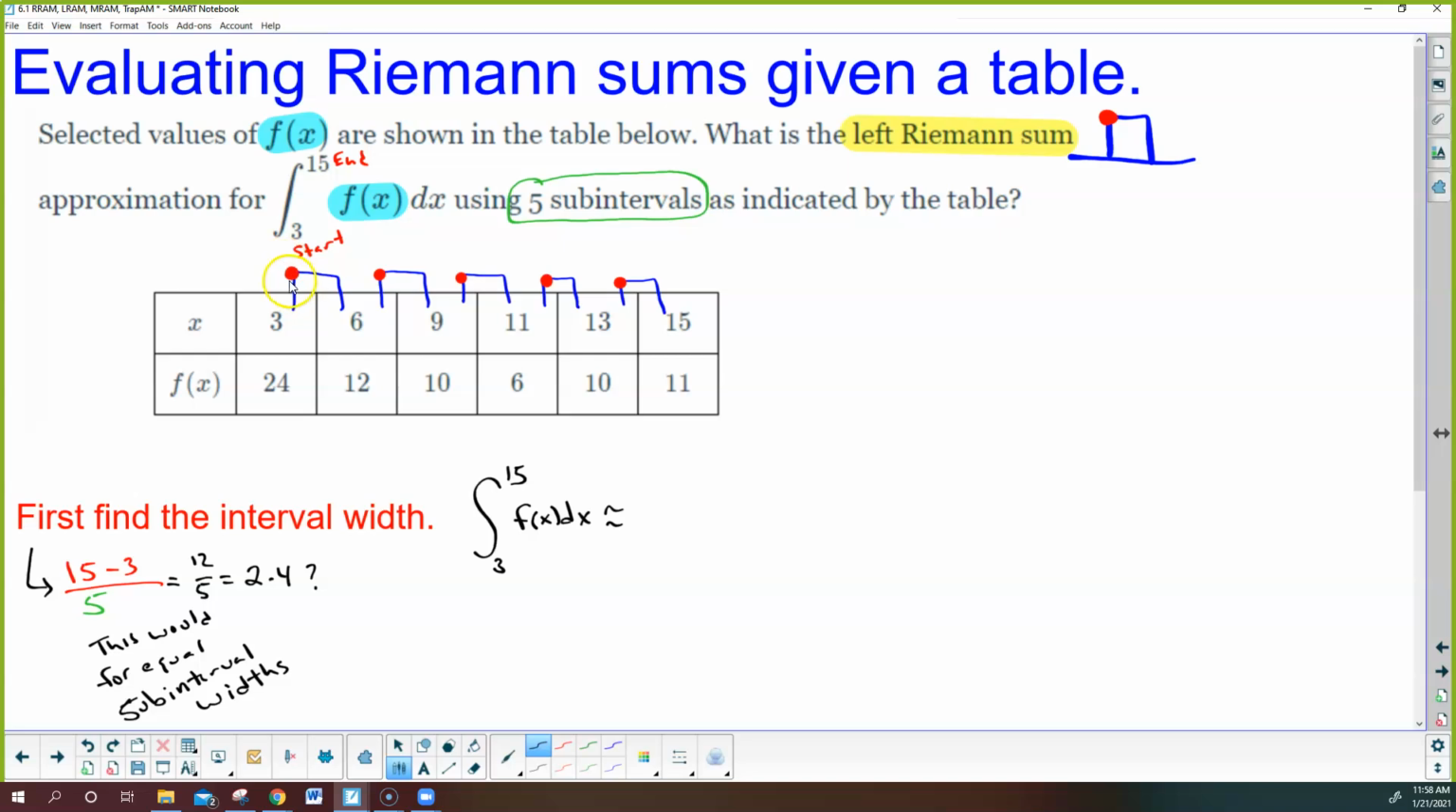So let's look. I'm going to use the output of 24 right here. That's how high this length will be. So if you want to draw it, this is a 24 by, and what's the distance between 3 and 6? Well, 6 minus 3 is 3. So the area of this first rectangle is going to be the width times the output of the left-hand side.